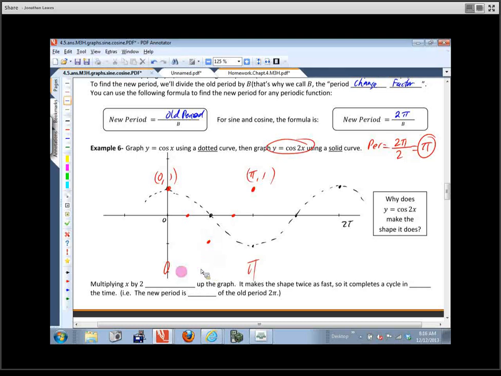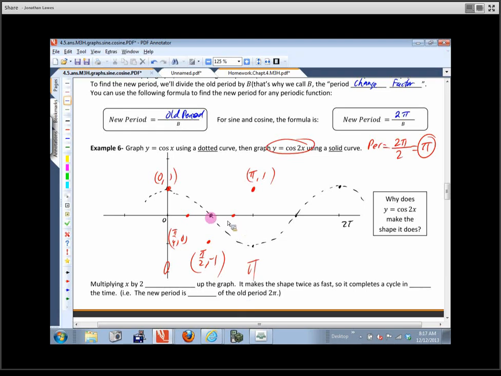What's in between 0 and pi? Pi halves. So this is going to be pi halves, comma, -1. Okay, if this right here is pi halves, what's halfway in between 0 and pi halves? Pi fourths. Okay, some angles that we're familiar with. Pi fourths, comma, 0 would be that point right there.